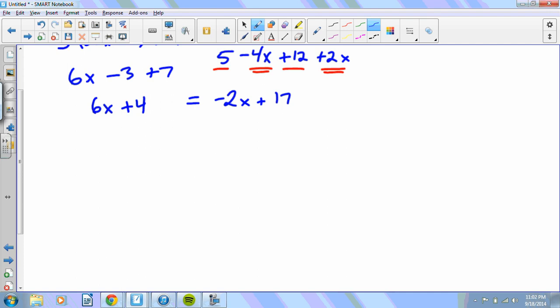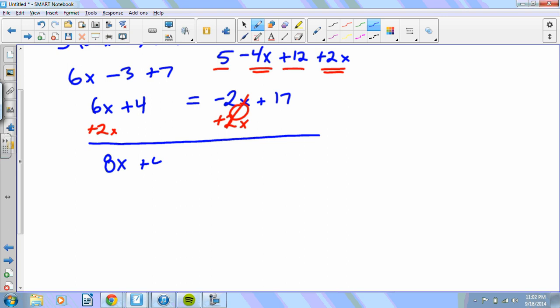I can just move things over. Okay. Looking at this, where is it going to give me a positive x value? Well, if I subtract 6, I'll have negatives. But if I add 2x to both sides, I will have what I want. Those will cancel out. I'll have 8x plus 4 equals 17.